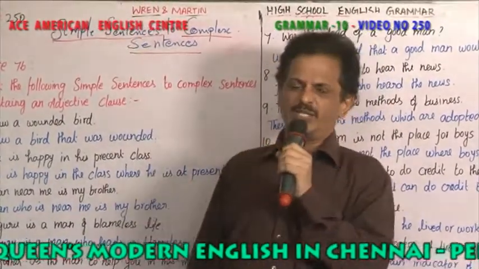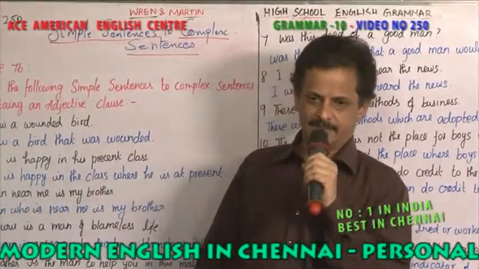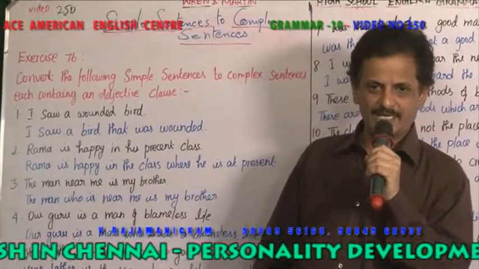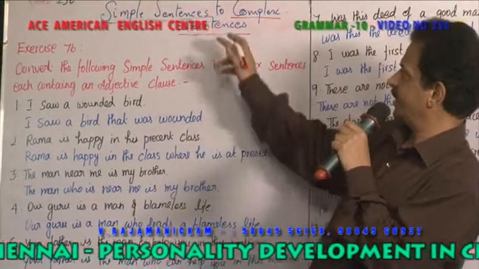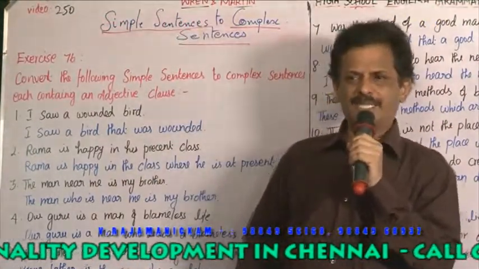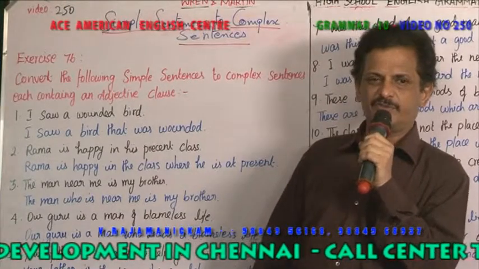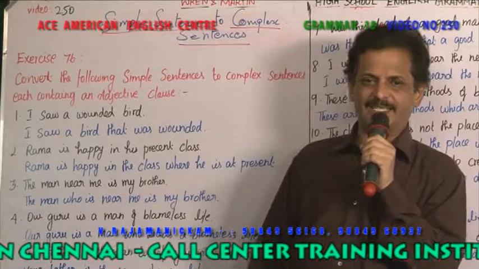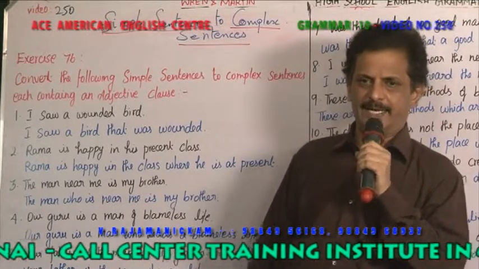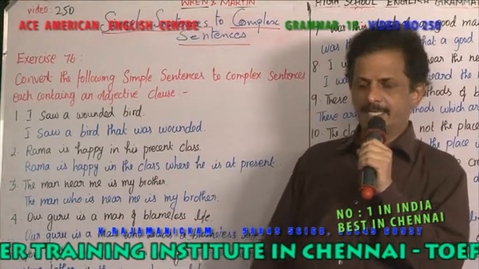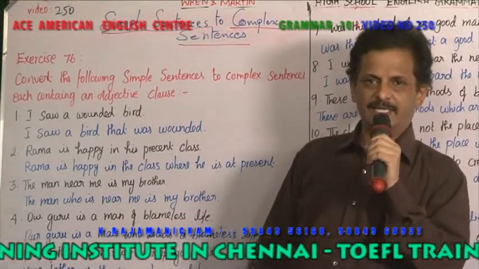Simple sentence. What do you mean by a simple sentence? If there is only one verb, only one idea, only one thought, it is called a simple sentence. You are converting a simple sentence to a complex sentence. Complex means what? Generally, complex means confusing, isn't it? One sentence depending upon another sentence is called a complex sentence. More than one verb is there, and one sentence depends upon another sentence.